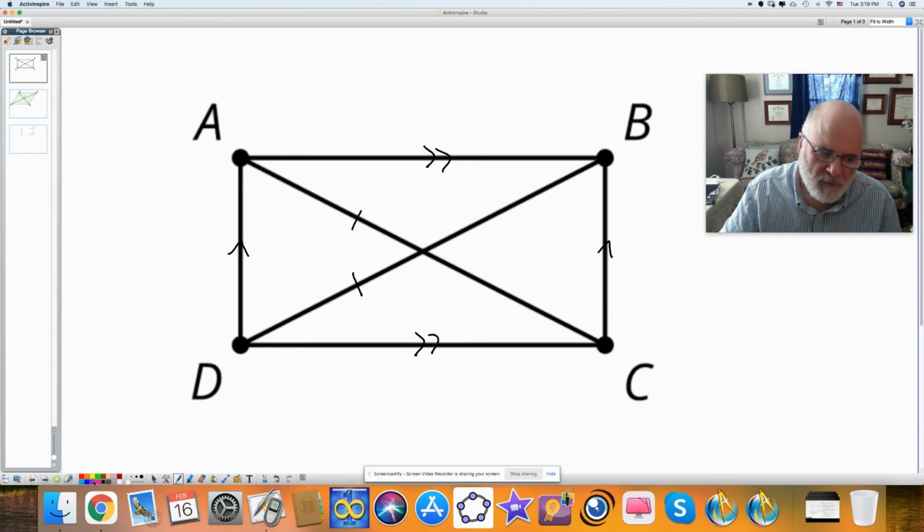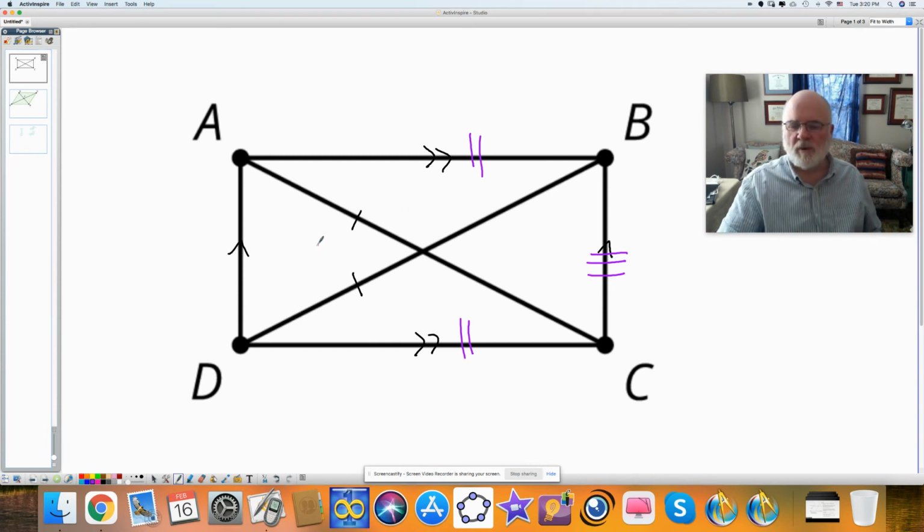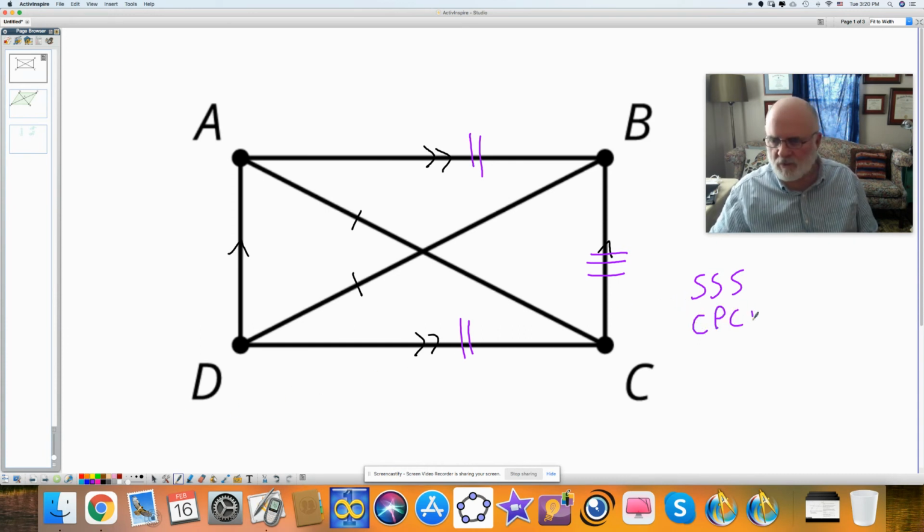Now, if I'm working my proof backward, I would say, well, these two sides are congruent. Opposite sides of a parallelogram are congruent, so these two sides have to be congruent. By the reflexive property, this is congruent to itself. Here I have two triangles, one DCB and one ABC. These are congruent by the side-side-side triangle congruence theorem. Since they are congruent, the corresponding parts of the congruent triangles are congruent.